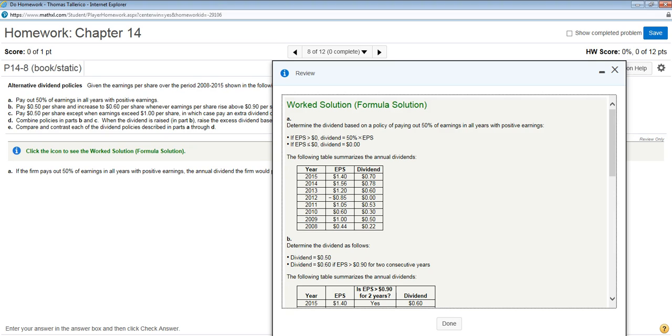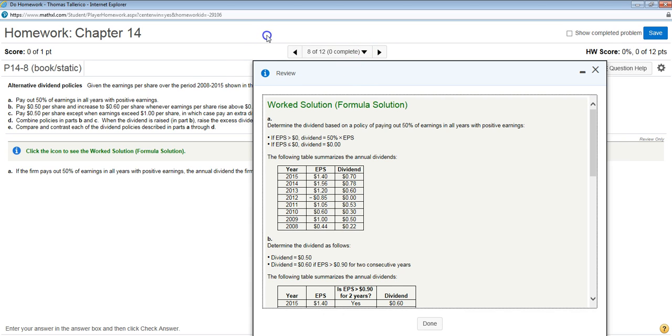So good evening. I'm going to go over problem 14-8 for you, Christina, which you said you had a problem with. And here's the solution. Let's look at this carefully, okay?